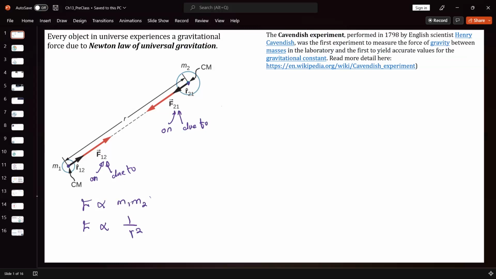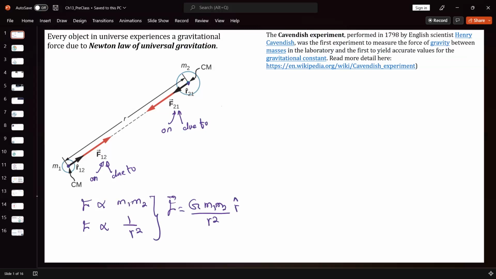Okay. Then by combining these proportionalities, we can put in a proportionality constant. Then this force is equal to G m1 m2 divided by r to the power 2. The direction of the force is always along the radius direction. That can be any direction, x, y, or any other direction. That r hat represents the unit vector in the r direction. And it's always going to be towards the other object. So the force acting on object number one is towards object number two, and the force acting on object number two is towards object number one.